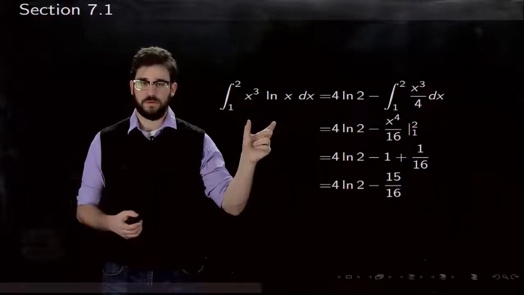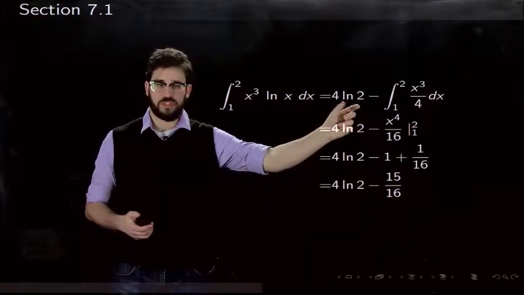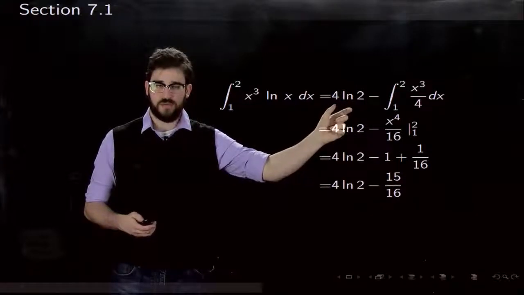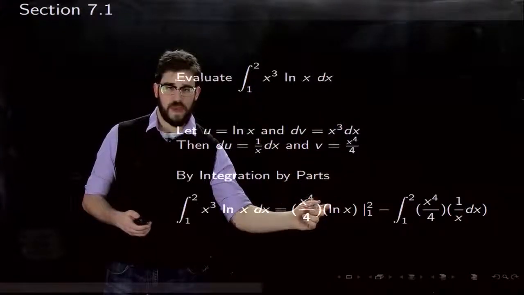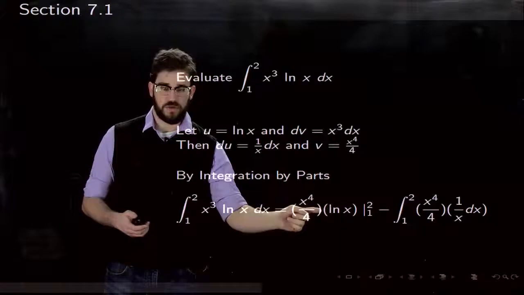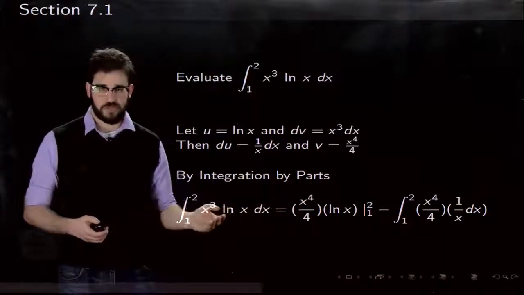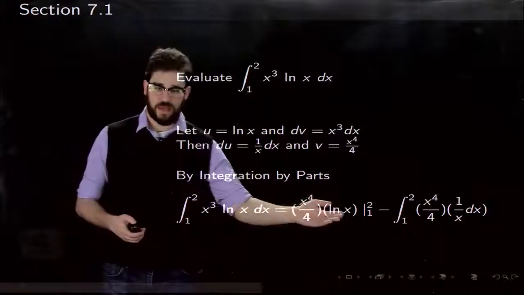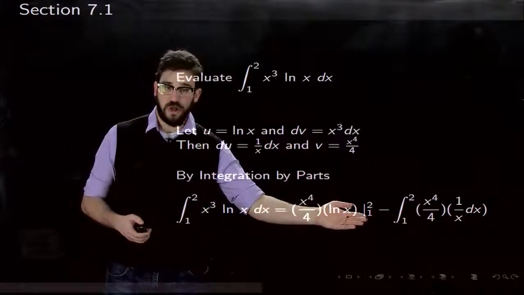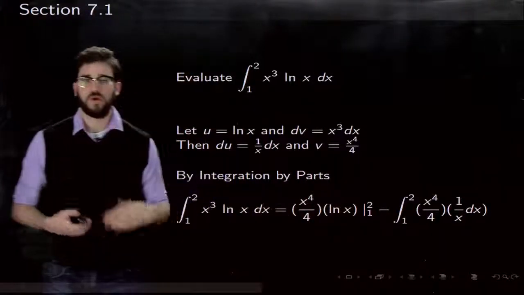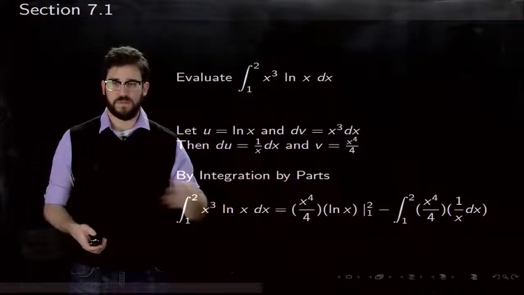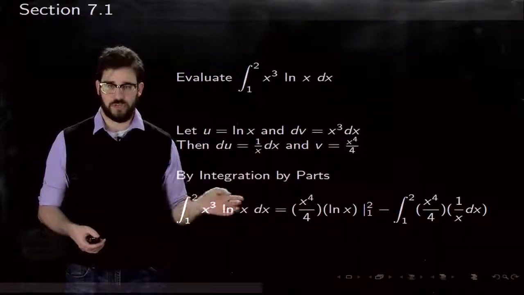So this part here is just 4 ln of 2. If you want to look back, you can just plug in the 2 here. You get 2 to the 4th over 4, which should just be 4, and natural log of 2. Natural log of 1 is, remember, 0. Therefore, that whole part, the subtraction part in the evaluation, just goes away.